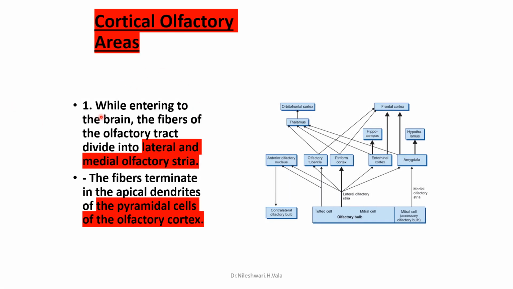Now while entering the brain, the fibers of the olfactory tract are divided into the lateral olfactory stria and medial olfactory stria. These fibers terminate in the apical dendrites of the pyramidal cells of the olfactory cortex.